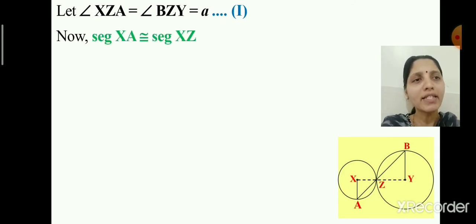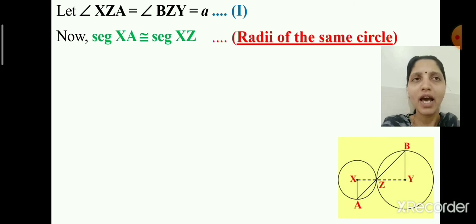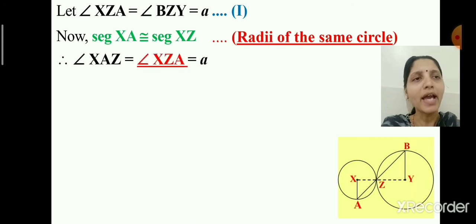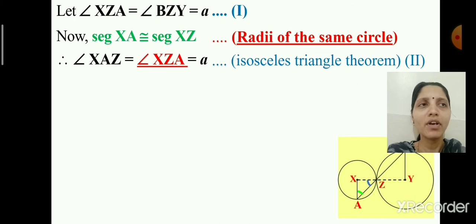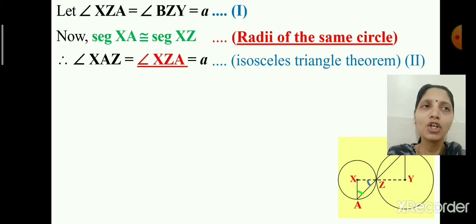Now seg XA is congruent to seg XZ. They are radii of the same circle. Therefore, angle XAZ is equal to angle XZA, that is equal to A, because these two angles are the opposite angles of the congruent segments. Therefore, they are also equal. The reason you will write as isosceles triangle theorem. Write this equation as equation 2.